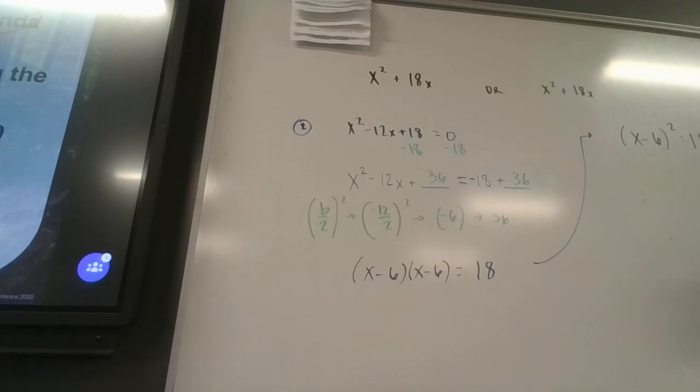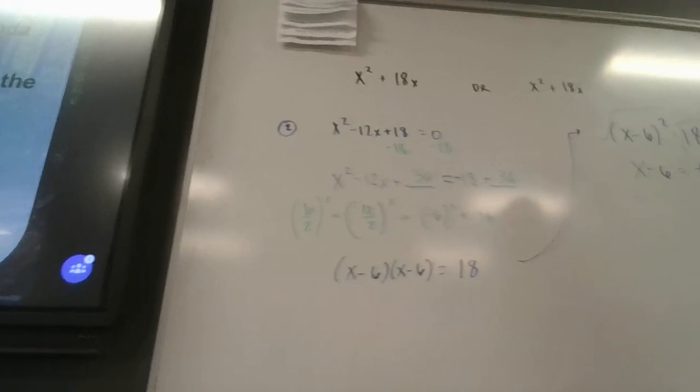Who got this far? So good. Big square root bar. Get rid of the power of 2. X minus 6 is plus or minus the square root of 18.